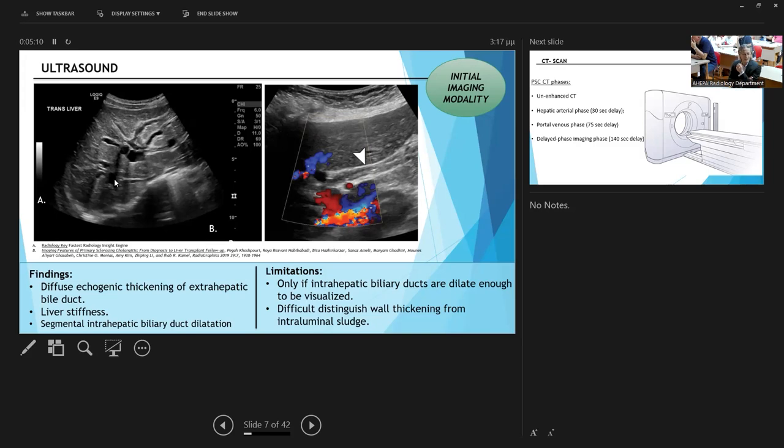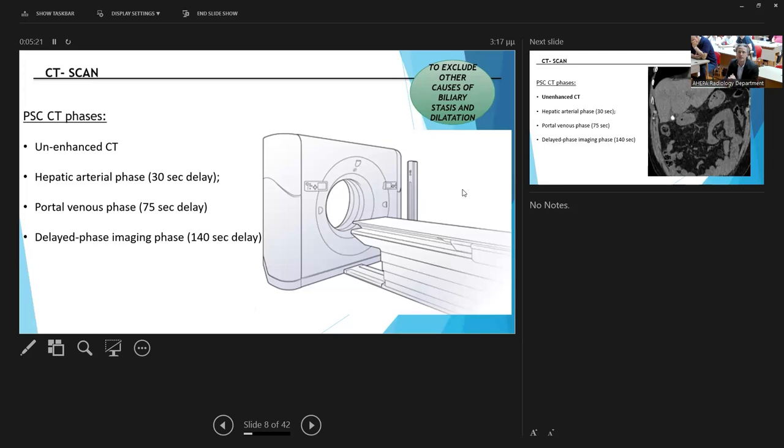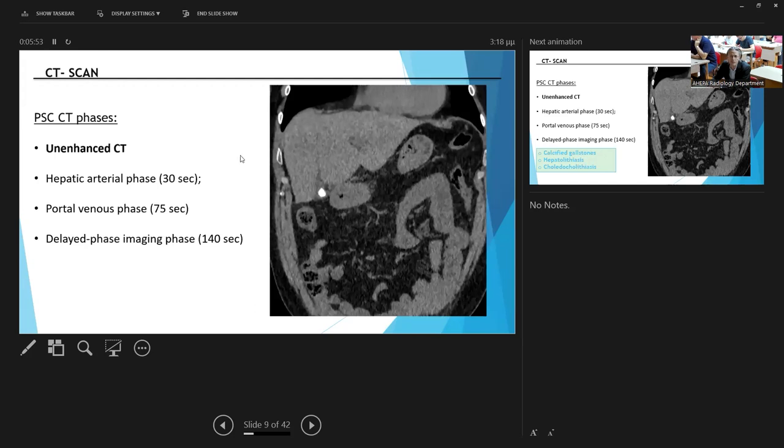In most cases, we may have some difficulty in making the correct diagnosis and in distinguishing stones from intraluminal sludge. We could also use the computed tomography scan, but as already said, in most cases we use it only in emergency conditions, or just to exclude other causes of biliary tree stenosis and alteration of the biochemistry. How should we perform the CT scan? Usually we suggest a multi-phasic contrast approach, starting from the unenhanced CT, because it's really important to highlight the presence of stones or lithiasis along the intrahepatic biliary tree.